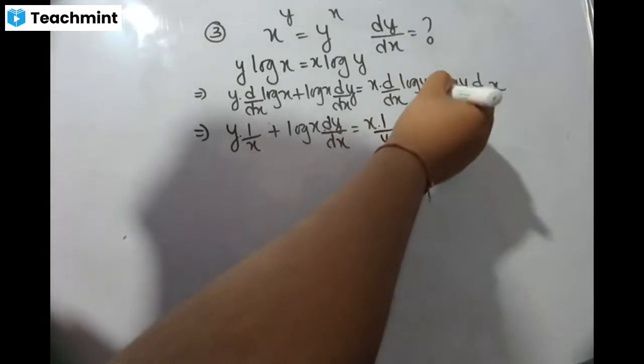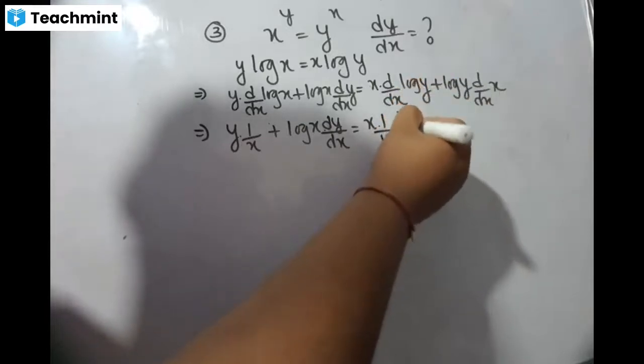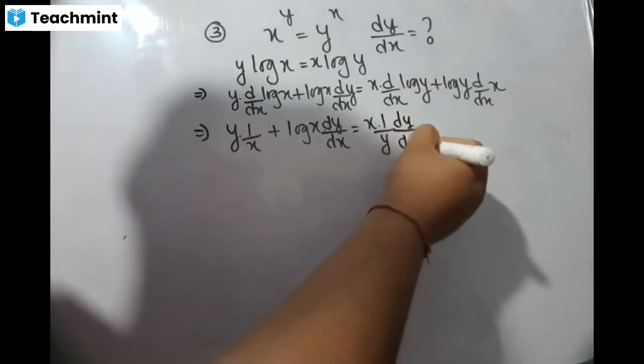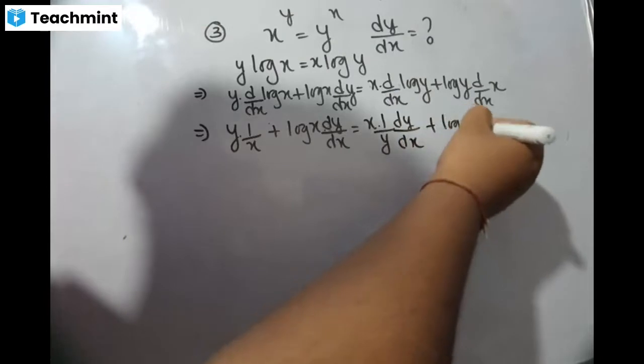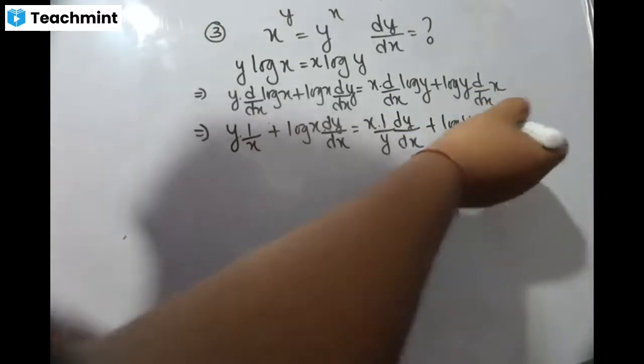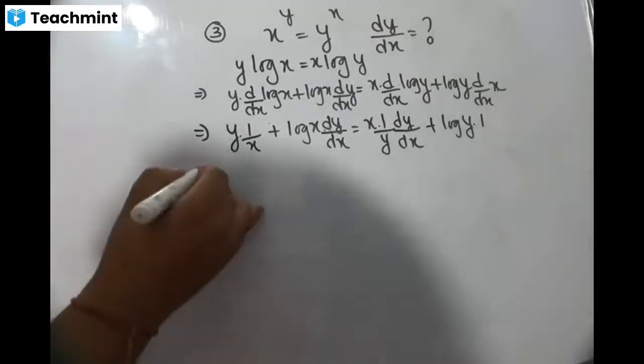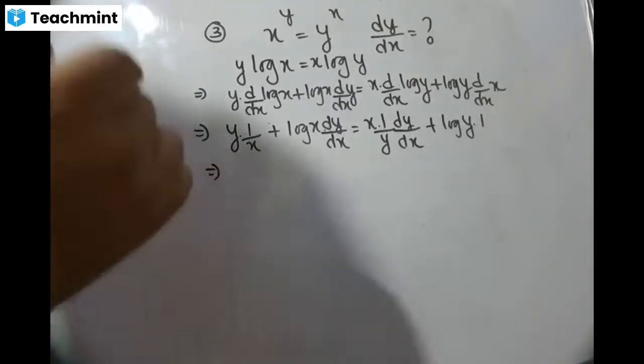But since this is y with respect to x, different, so we write dy by dx plus log y as it is, derivative of x is 1. Since it is x with respect to x, we don't have to write d by dx. I hope now the concept of when to write d by dx and when not to write d by dx is clear to everyone. Now simplify.